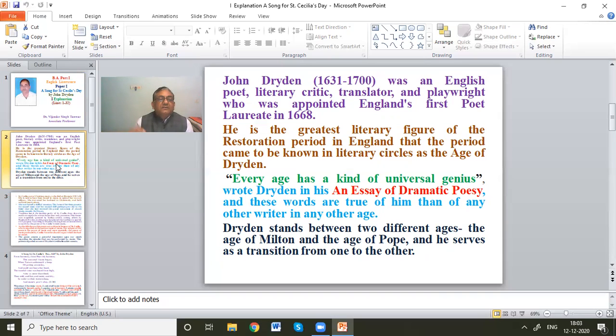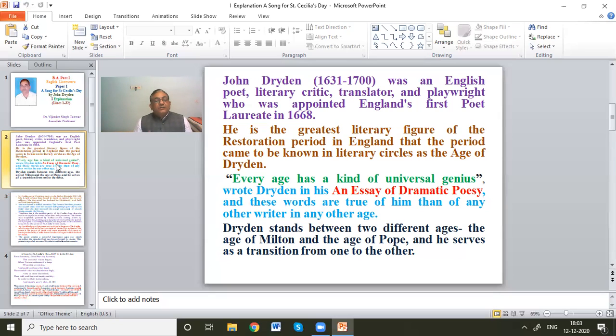In one of his literary works, particularly critical work, entitled An Essay of Dramatic Poesy, he wrote, every age has a kind of universal genius. Means in every age, a person is born who does something, who writes something, or who achieves something that becomes universal, that is respected and believed by all the ages. And this was true of Dryden also.